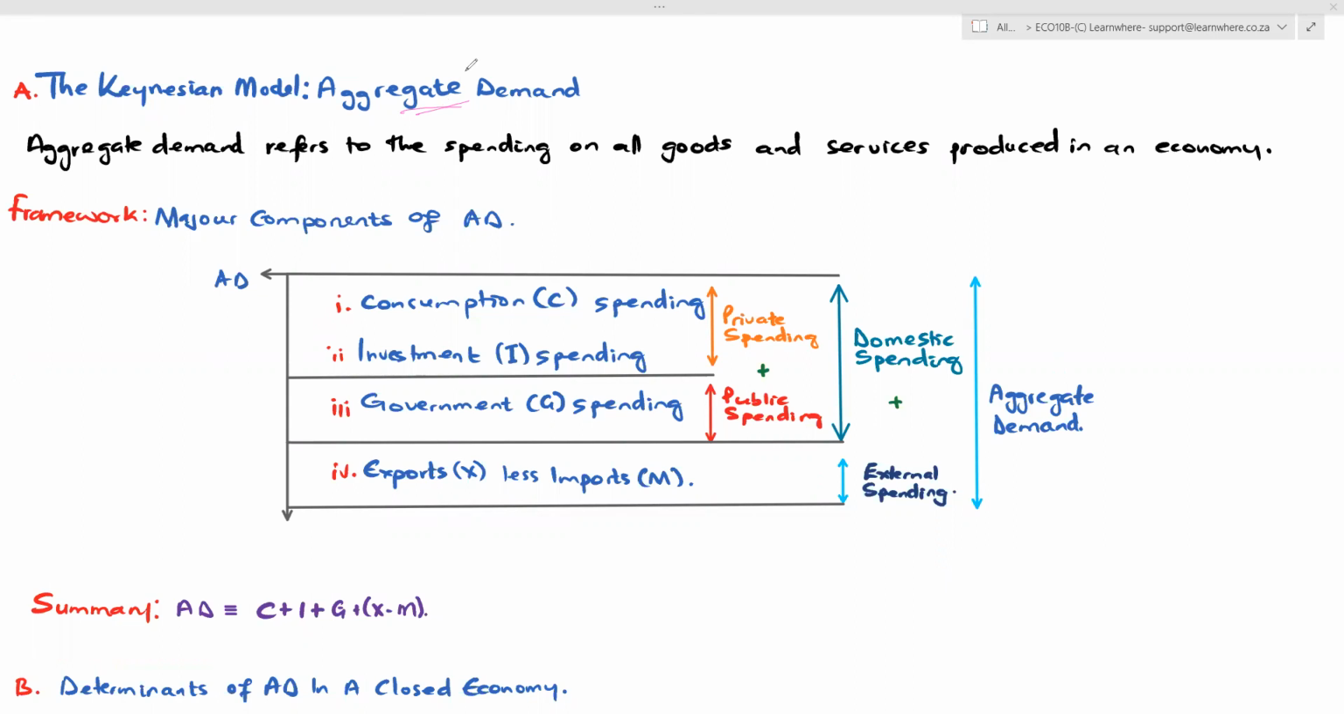And according to the Keynesian model, it is aggregate demand. Therefore, we have to make sure that we really understand what aggregate demand is. Because once we understand aggregate demand, we're going to understand how GDP is influenced or determined. In other words, we're going to understand why in 2021, when aggregate demand was low, GDP growth was also low.